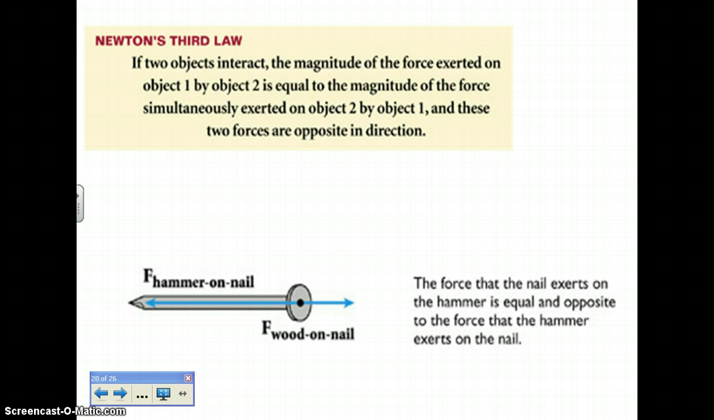Okay, so the force that the nail exerts on the hammer is equal and opposite to the force that the hammer exerts on the nail at the point of contact. So it's like a freeze frame, okay, when the hammer hits the head of the nail. And then the resulting idea is going to be Newton's first law.